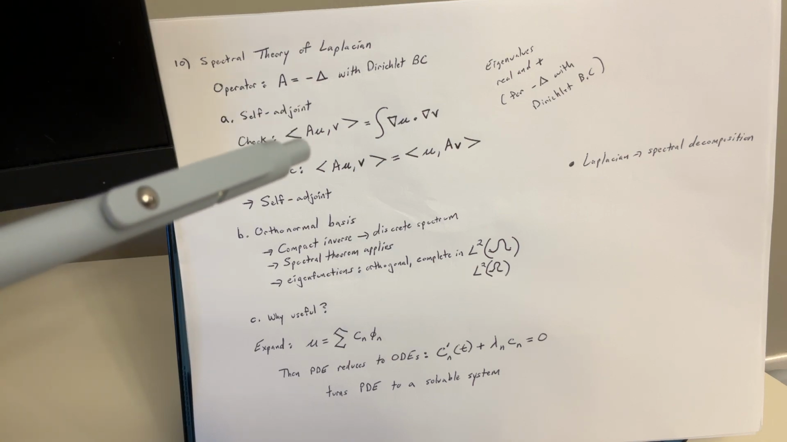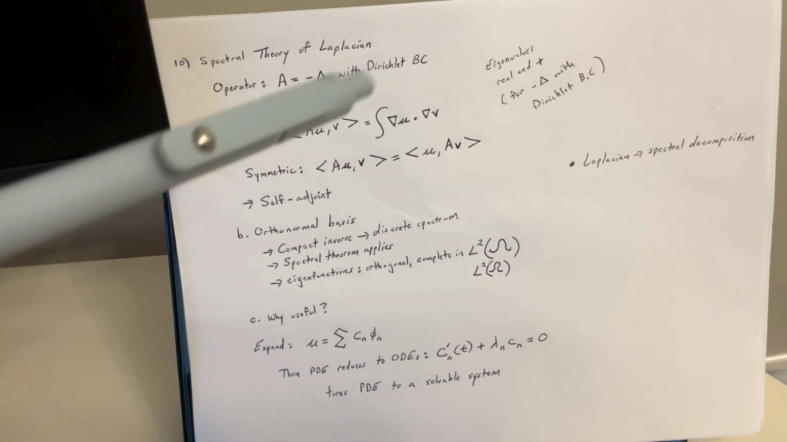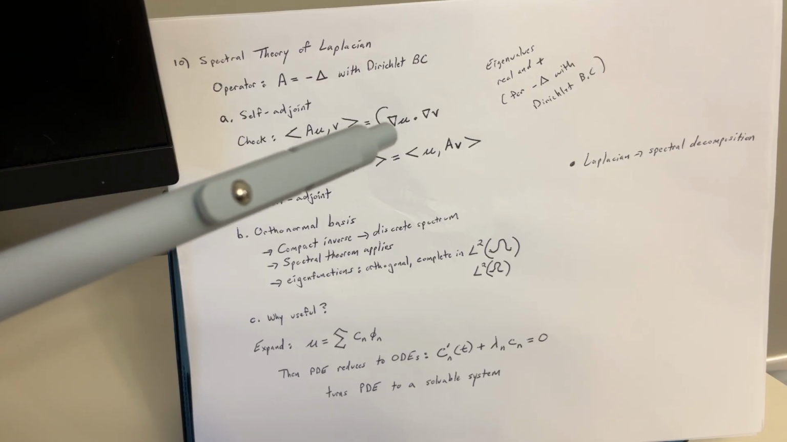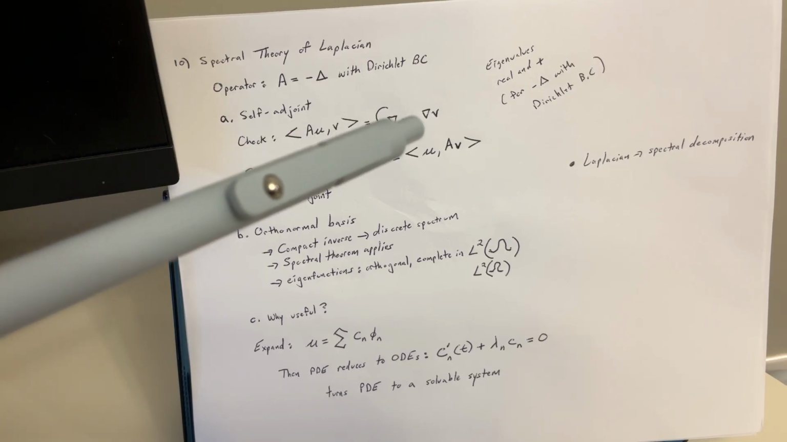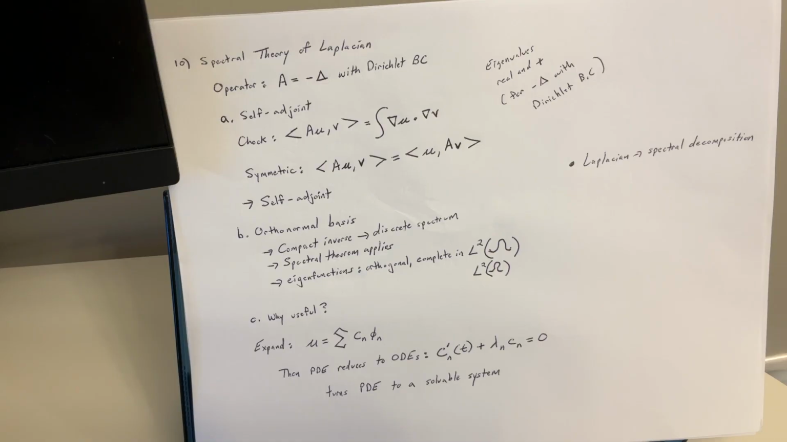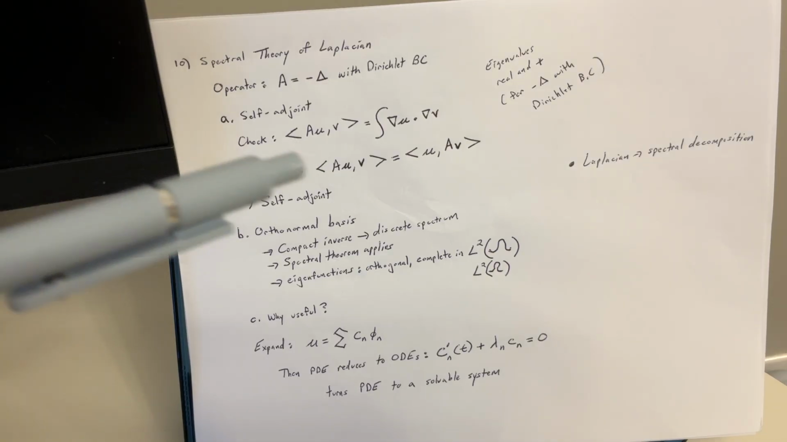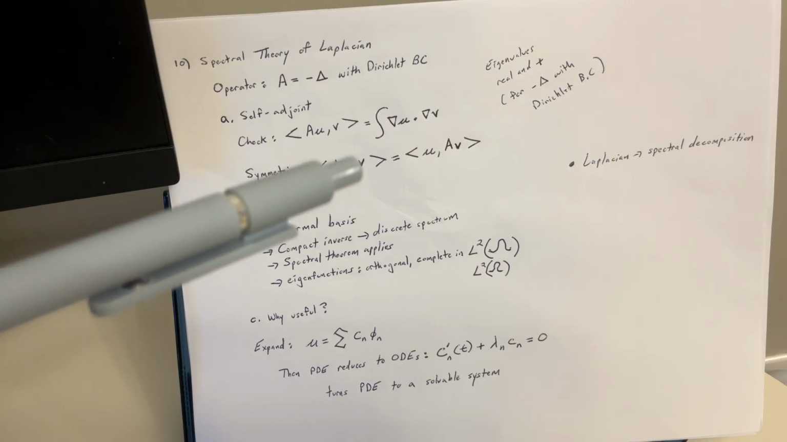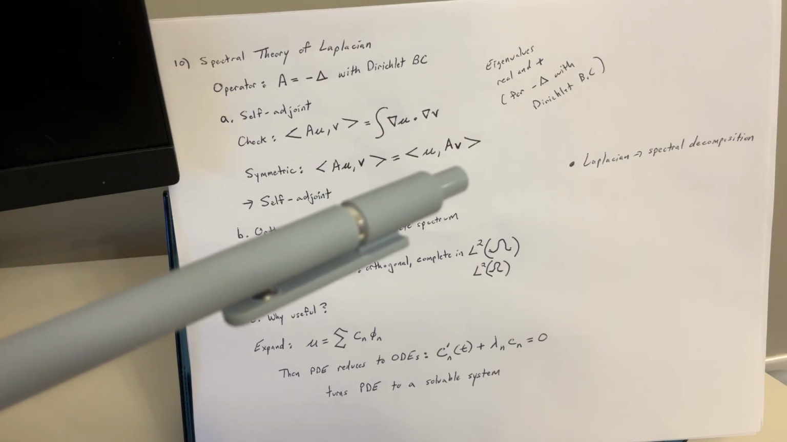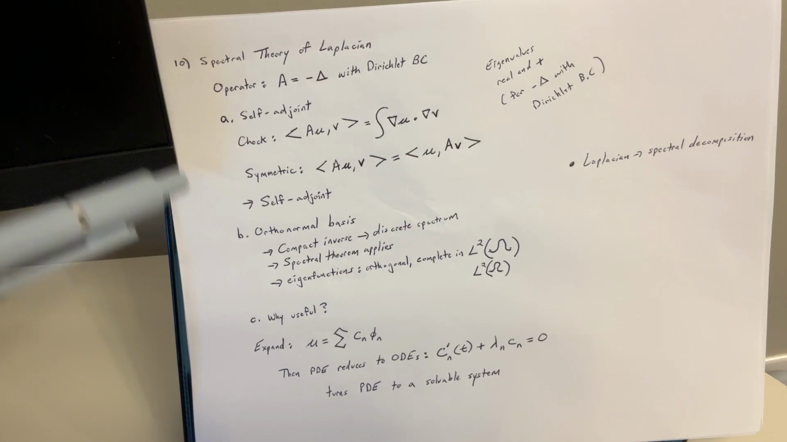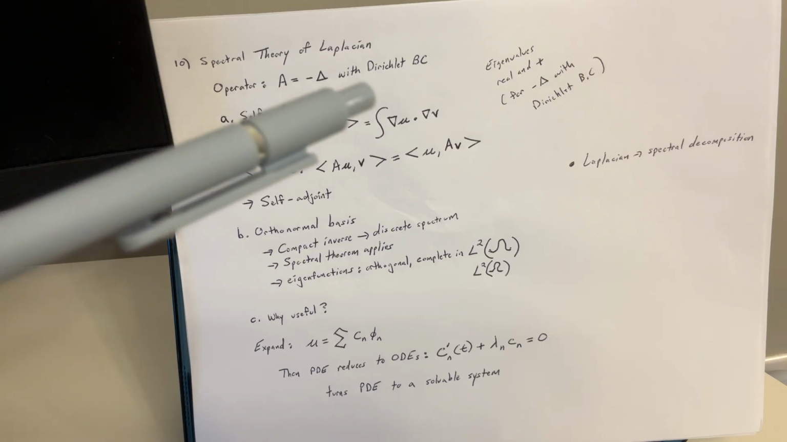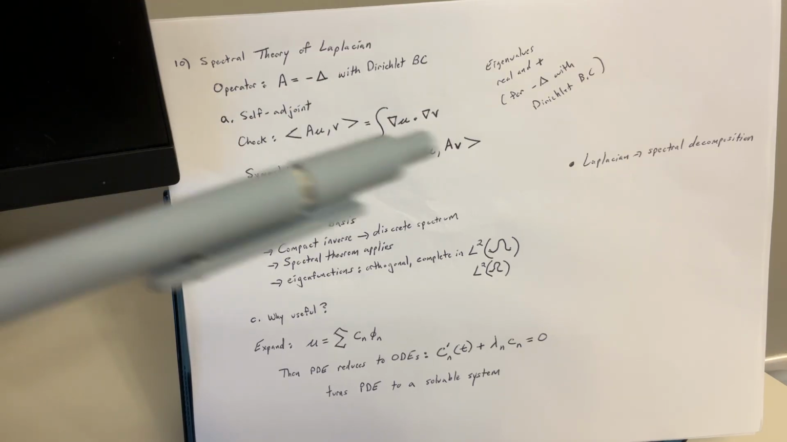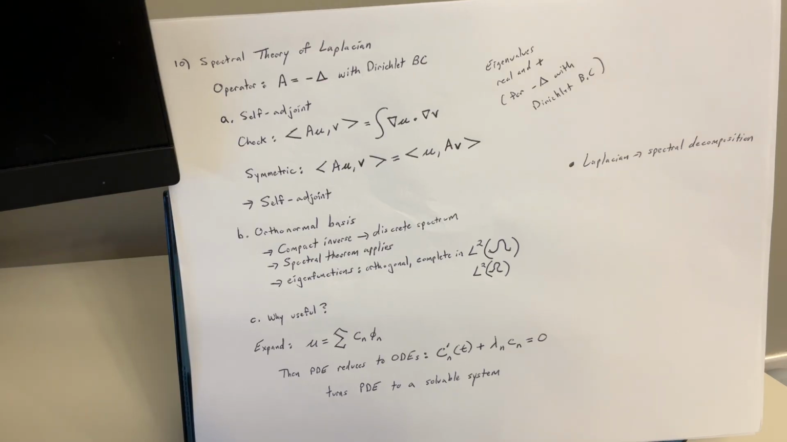For self-adjointness, we want to check if the inner product of AU with V is equal to the integral of del U dot del V. In this situation, they are symmetric. So the inner product of AU and V equals the inner product of U and AV. By symmetry, check your math. They're symmetric, thus self-adjoint in this situation. So that takes care of letter A.